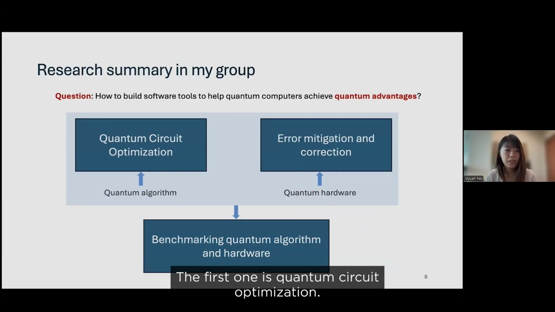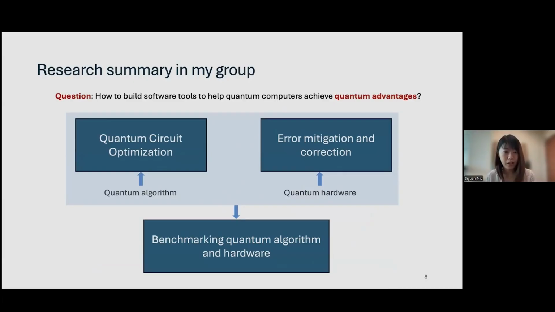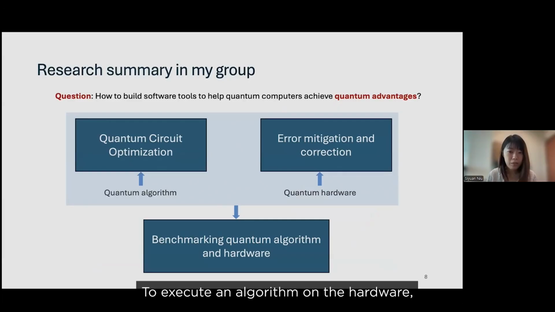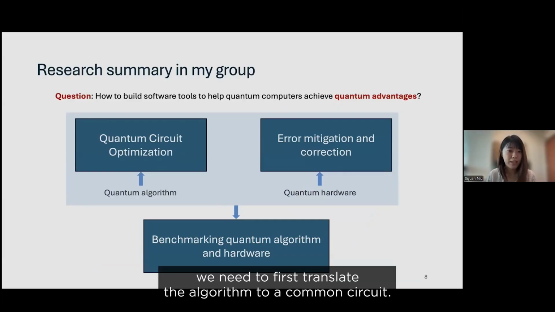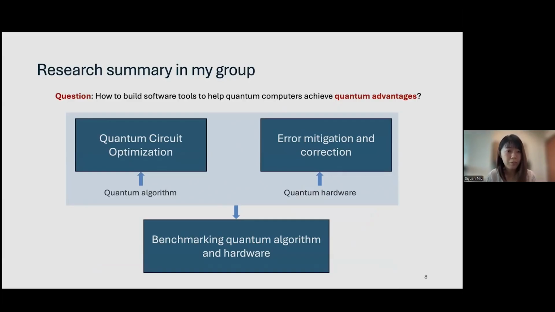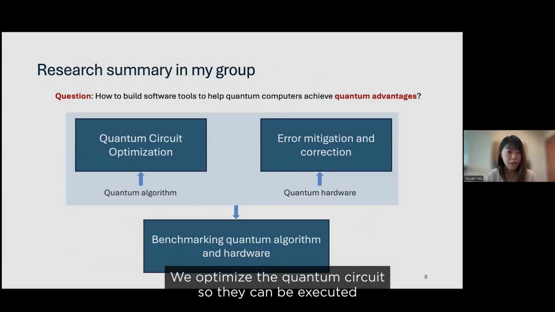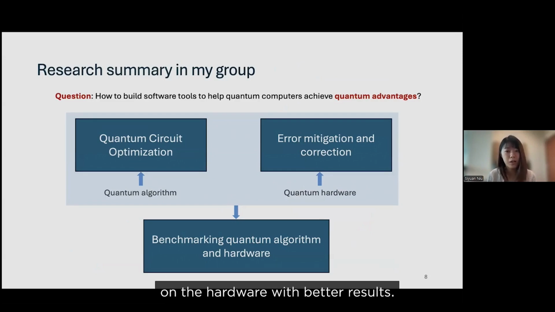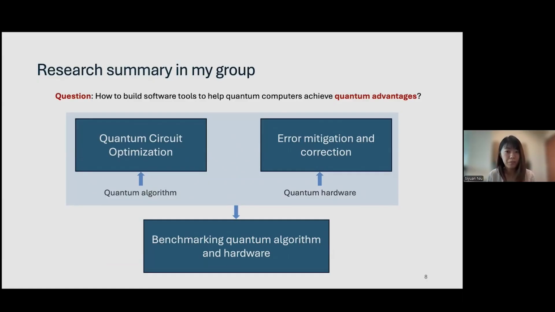The first one is quantum circuit optimization. To execute an algorithm on the hardware, we need to first translate the algorithm to a quantum circuit. We optimize the quantum circuit so they can be executed on the hardware with better results.